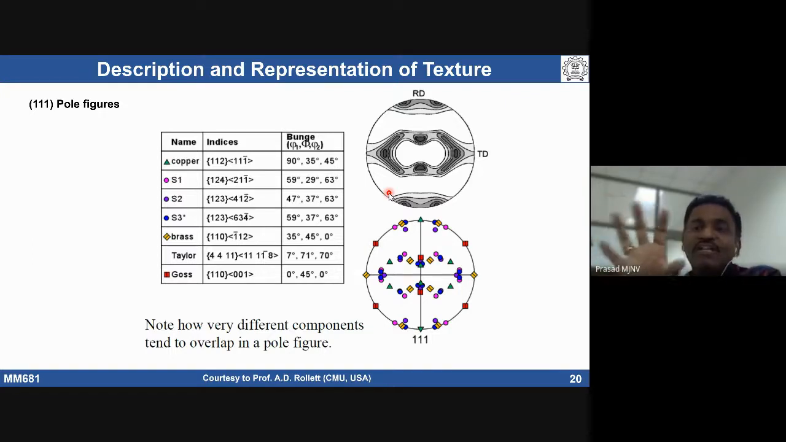But semi-quantitatively, we can say what type of texture is building up, and we can pinpoint that a particular texture is getting built up in the material. But quantification is not easy using a simple pole figure way of representing the texture of a material. I'll stop here. We'll discuss inverse pole figure representation, and also orientation distribution functions, ODFs. Next class I'll talk about other ways of representing the texture of a material.